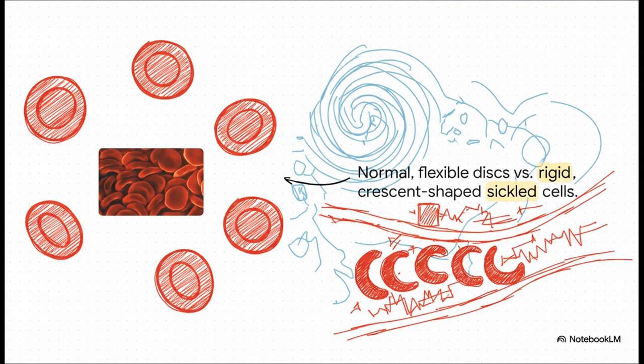And this is what happens because of that one little change. You see these nice, round, squishy discs? Those are normal red blood cells. They're flexible and can glide through even the tiniest blood vessels. And then you've got these rigid, crescent-shaped, sickled cells. Their weird shape isn't just a cosmetic thing. It fundamentally changes what they do. They go from being oxygen carriers to being dangerous, rigid roadblocks.